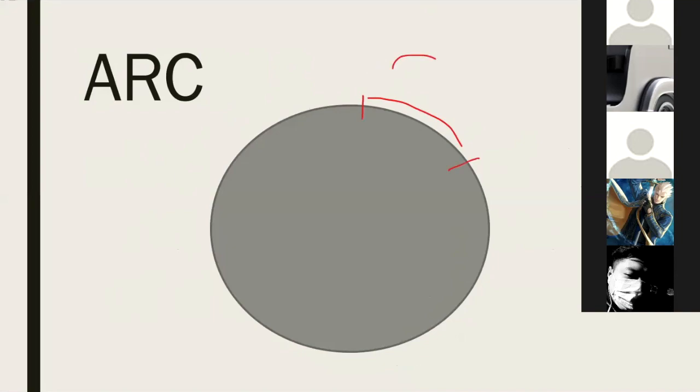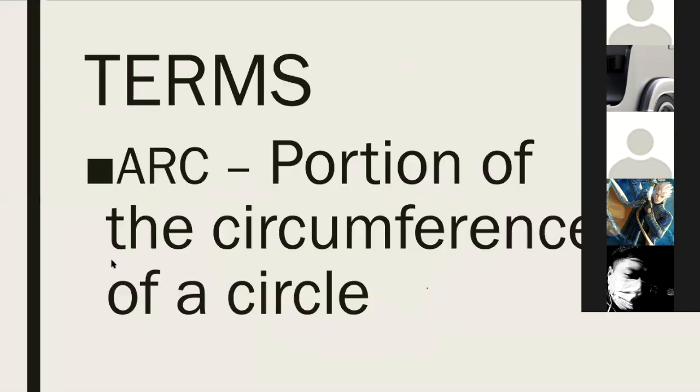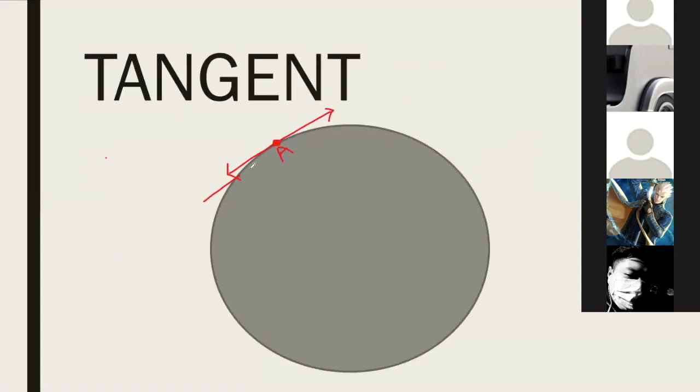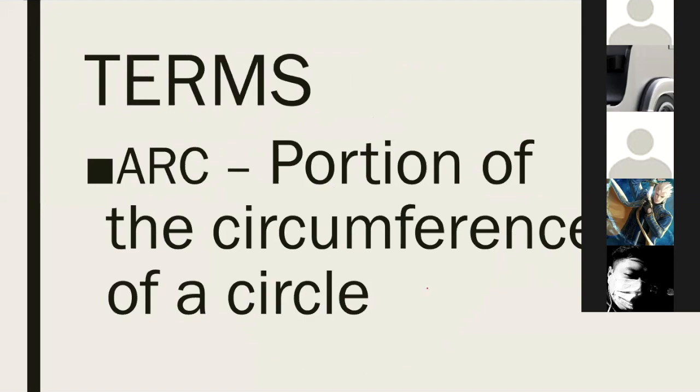Maaari mo bang ipaliwanag muli ang tangent? Tangent? Ay, sorry. Okay. So, tangent, hindi siya sa loob ng circle at hindi siya nag-intersect sa dalawang points. Isang point lang. So, yung secant na to, it will touch two points. So, this is a secant. Point A, point B. Tangent, sa labas, at nag-intersect lang sa isang point. Isang point lang.